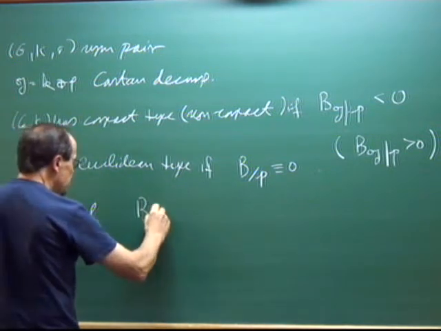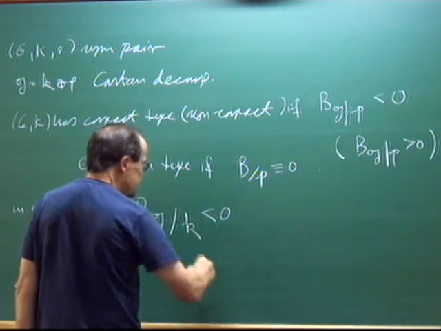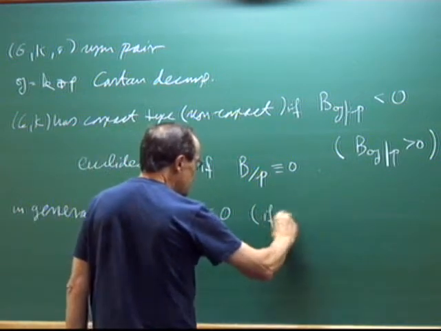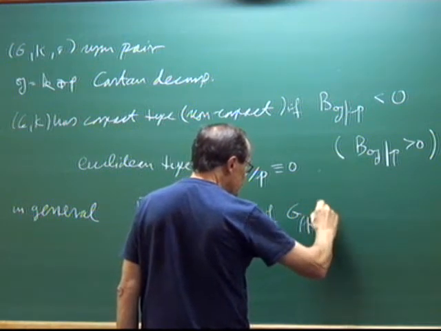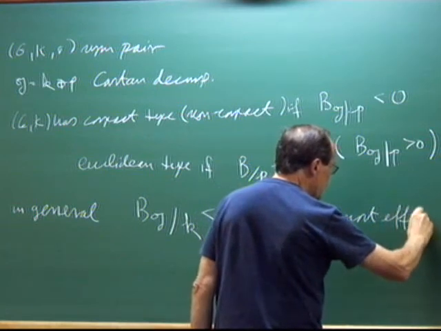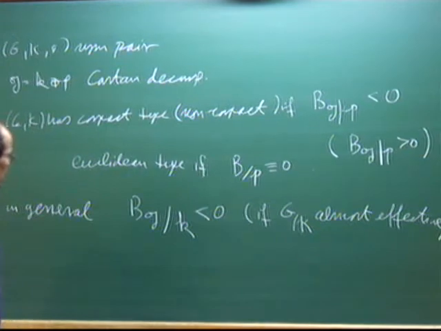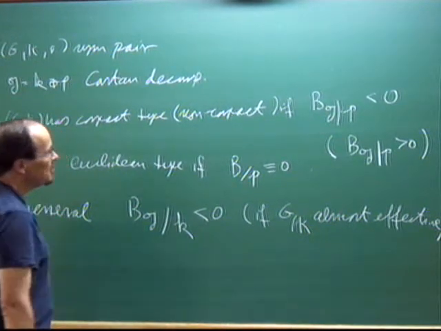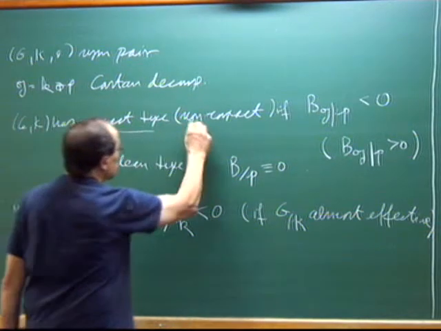The Killing form of G restricted to the isotropy is always negative. And this was if G mod K is almost effective, which is always part of our assumption. So we assume the space is almost effective. This is always negative, but on P it may be negative, positive, or 0, or mixed. And then we call it compact, non-compact type, and Euclidean type.